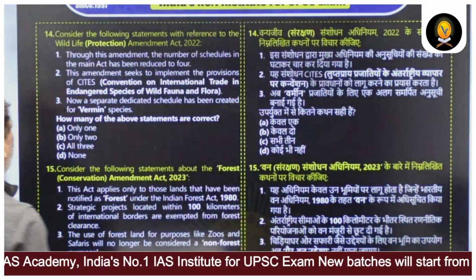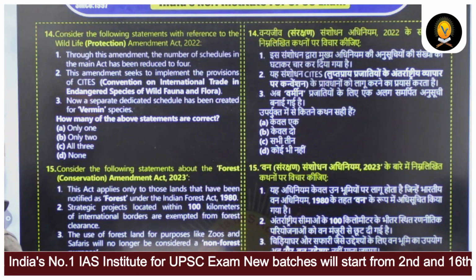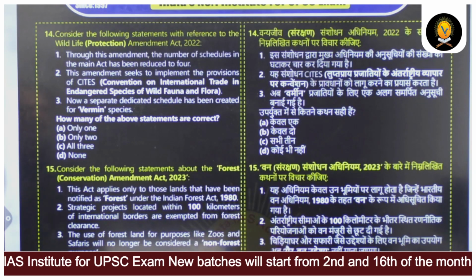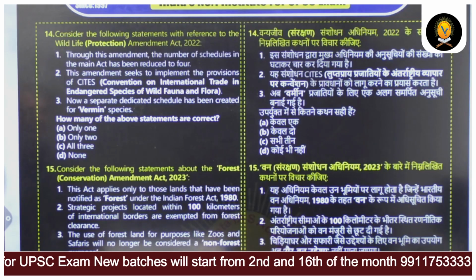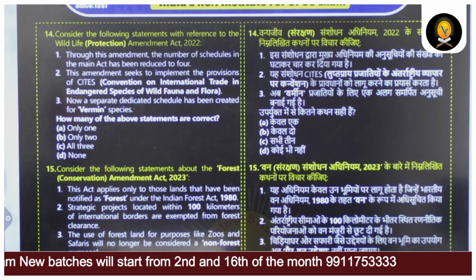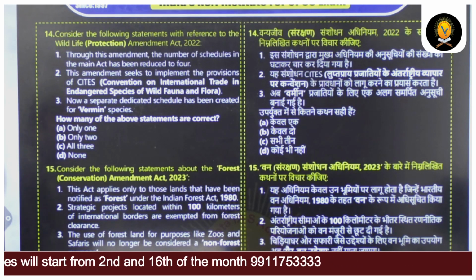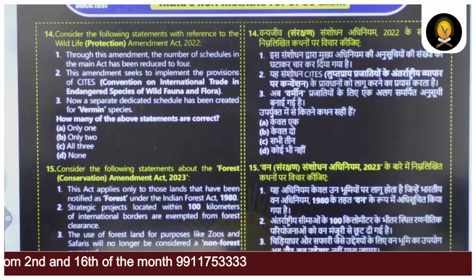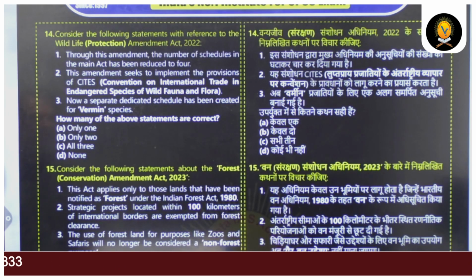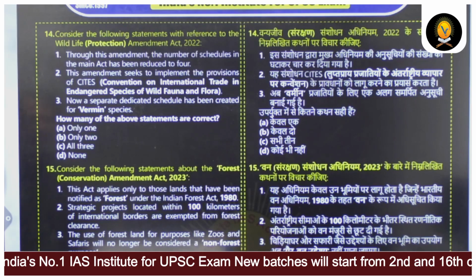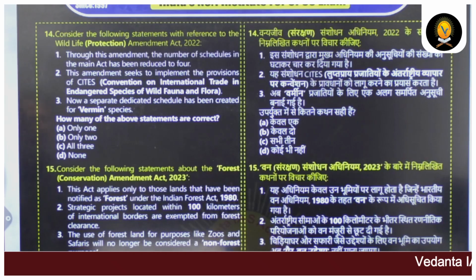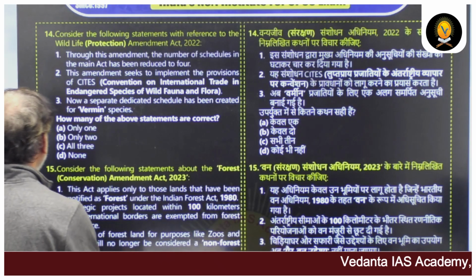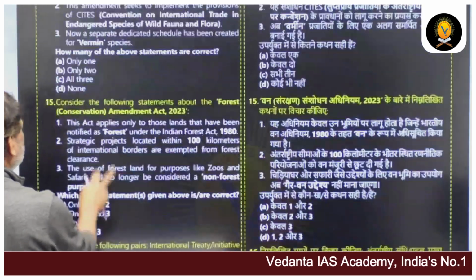Now, consider the following statement with reference to the Wildlife Protection Amendment Act 2022. Through this amendment, the number of schedules in the main act has been reduced to 4. Yes, it is correct. The amendments seek to implement the provisions of CITES, the Convention on International Trade in Endangered Species of Wild Fauna and Flora. It is correct. Now, a separate dedicated schedule has been created for vermin species. This is wrong. So, only 2 statements are correct. First and 2 are correct.